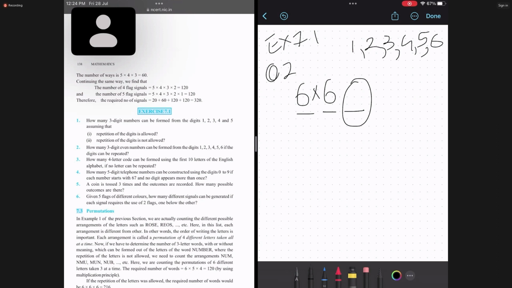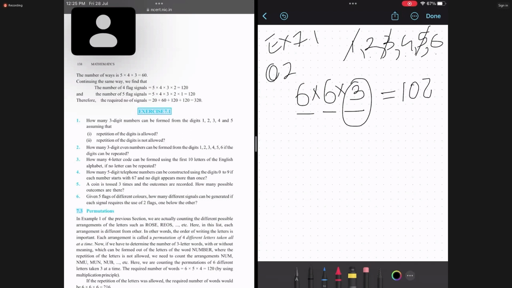But as we have been specified that the number is even, at the ones place we cannot use any of the odd digits. Correct. So the choices that we are left with are 2, 4, and 6. So the number of ways with which we can fill the last digit is 3. If you calculate this, it is 36 into 3, which is 108 numbers. Correct. This was the second question as well.